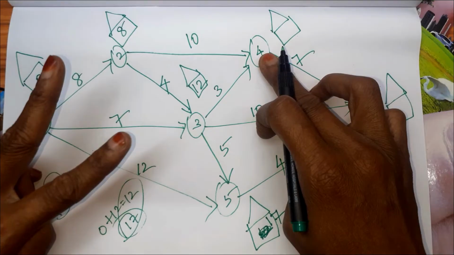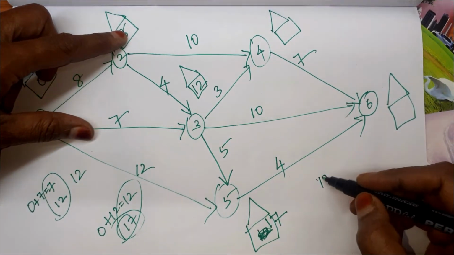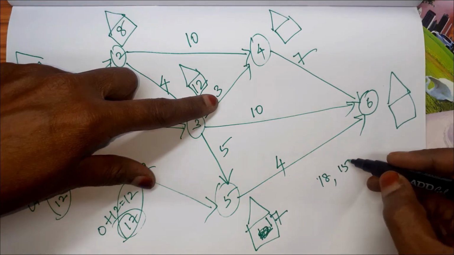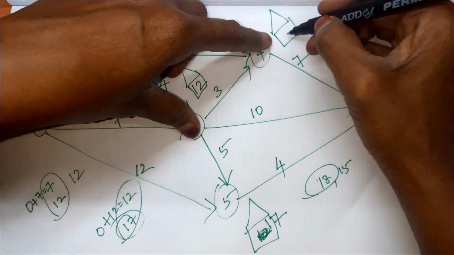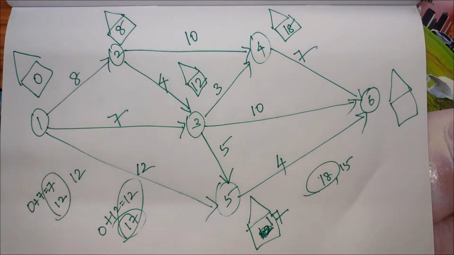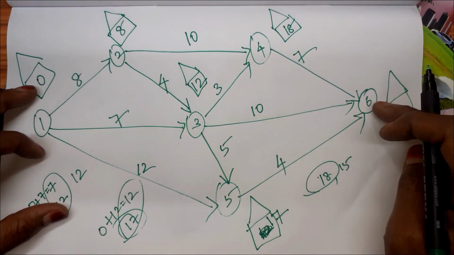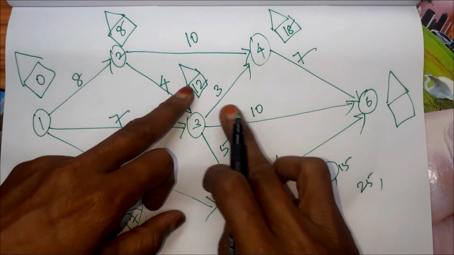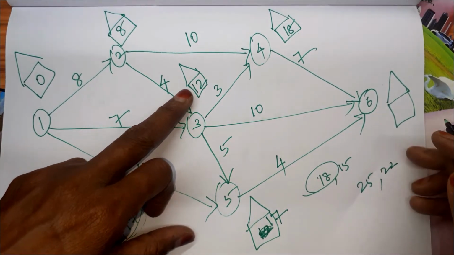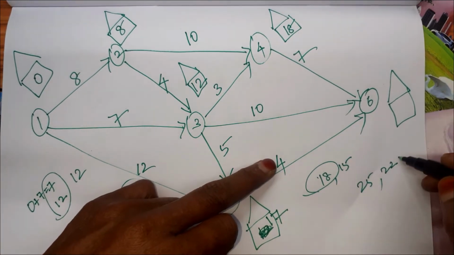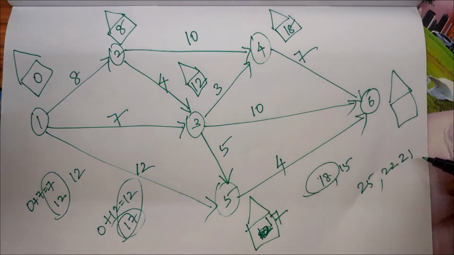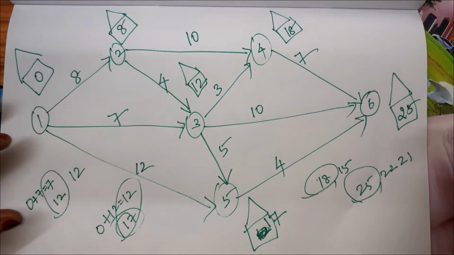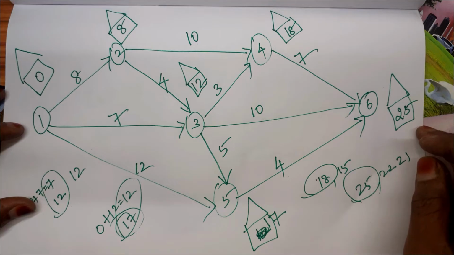For 4 we have two options. 8 plus 10, 18. And 12 plus 3, 15. Which is the maximum? 18 is the maximum. Finally, for the 6 we have three options. 18 plus 7, 25. And 12 plus 10, 22, and 17 plus 4, 21. Which is the maximum? 25 is the maximum, so 25 will come at last. Is it clear? Now come to the reverse.